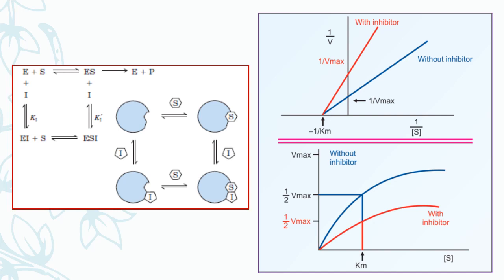And for the red line, with inhibitor, this is the Vmax. So this is the half Vmax. Here also Km remains the same. Km remains unchanged. The affinity of the enzyme towards the substrate will not be altered. But what happened? The Vmax is decreased. Okay, it will be very helpful.